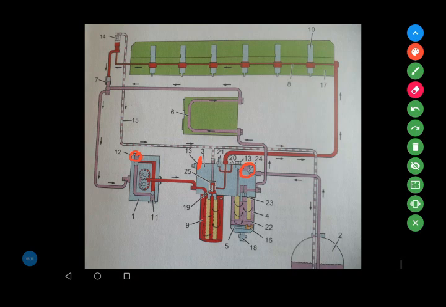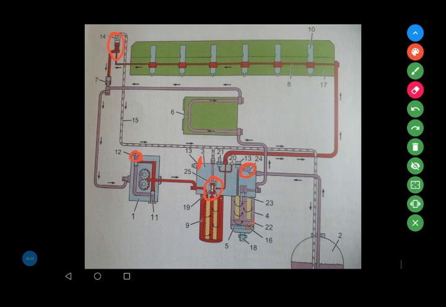And now this bleeding valve is used when air has entered the system, so the fuel is bled automatically when the engine is started.